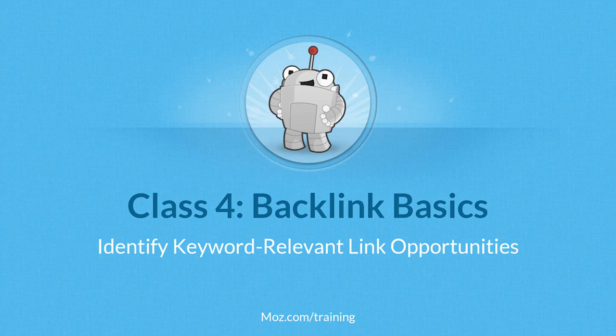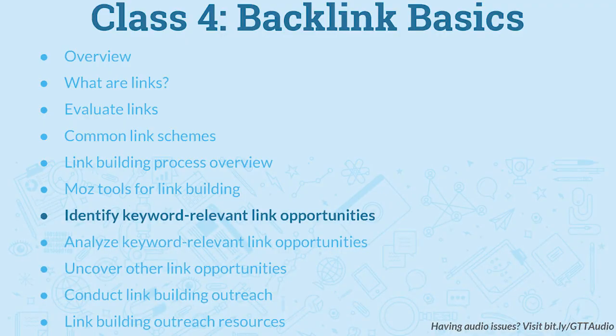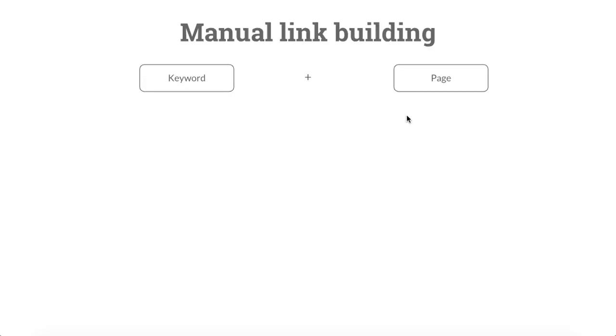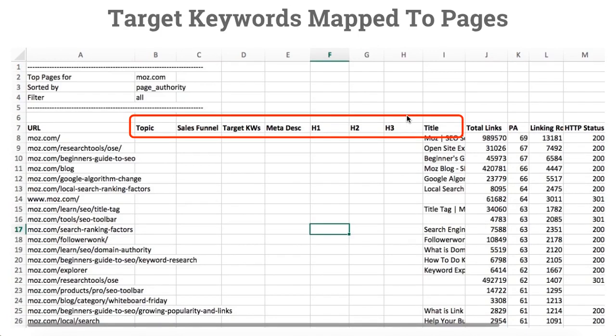This is the Backlink Basics course, and in this lesson, we'll talk about identifying keyword relevant link opportunities. Now, we need to start with a CSV that maps our target keywords to the relevant pages on our site. This is a task that should be completed before optimizing your content and should look something like this.